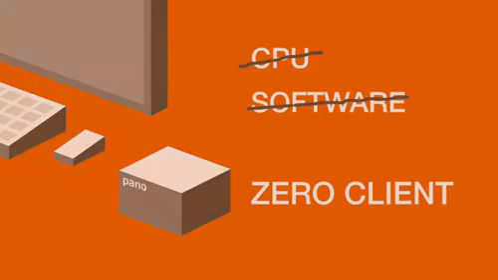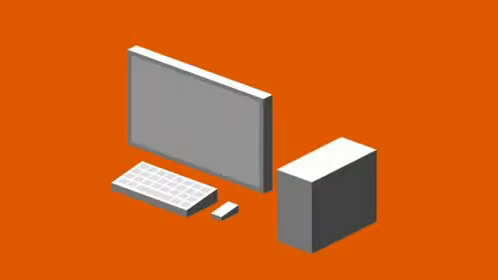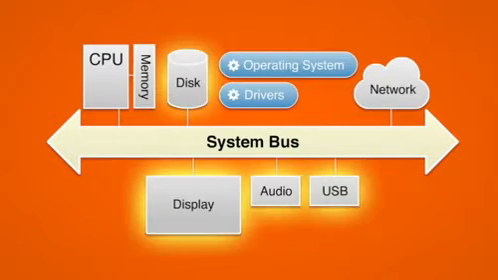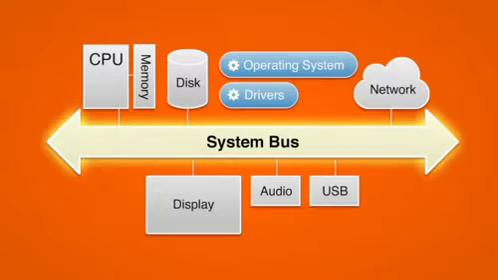To best understand what a zero client is, let's start by looking at the inside of a regular old desktop PC. Inside there's of course a processor, system memory, a number of I/O peripherals such as display and storage, and most importantly a system bus that ties them all together.